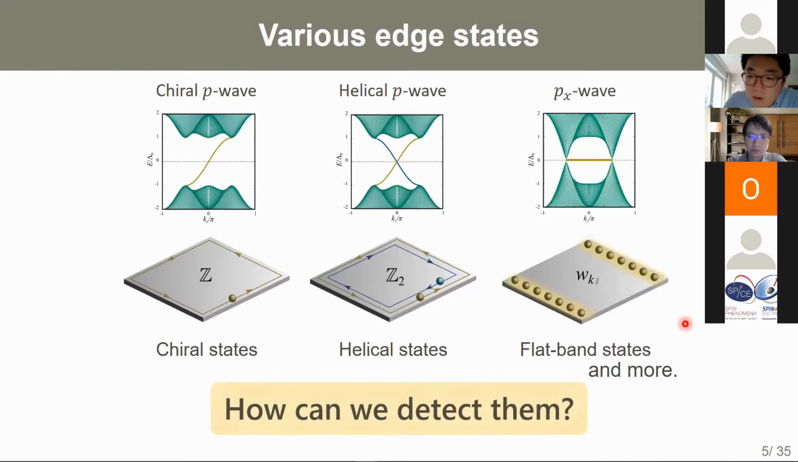But how can we detect them? It is a very important subject in this context because, as I said, the topological superconductor is characterized by the topological number, and the topological number itself is quite a mathematical object, and the only physical manifestation is the emergence of the topological edge states. So the detection of topological edge states will give straightforward evidence for topological superconductivity in principle. So how can we detect them?